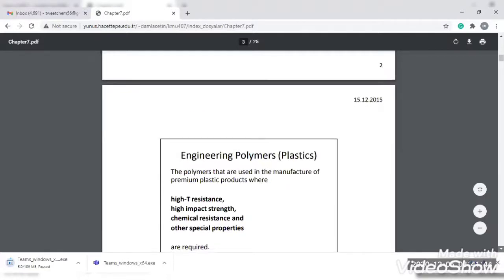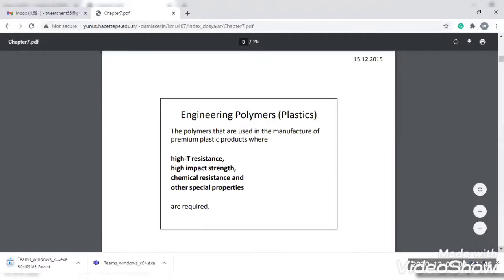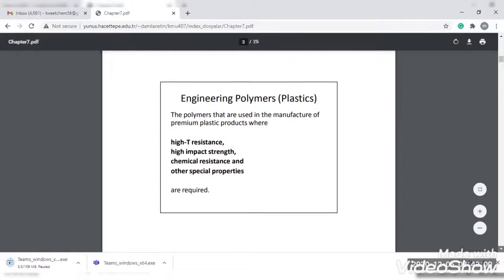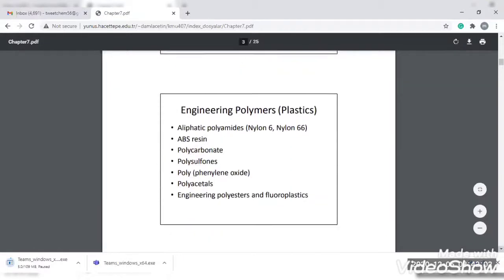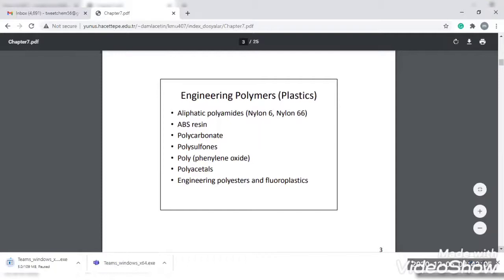Now, engineering polymers. These are the polymers used in the manufacture of premium plastic products where high temperature resistance, high impact strength, chemical resistance, and other special properties are the requirements. So what are engineering polymers? Engineering polymers are basically plastics such as aliphatic polyamides, nylon 6, nylon 66, ABS resins, polycarbonates, polysulfones, polyphenylene oxides, polyacetals, engineering polyesters, and fluoroplastics.